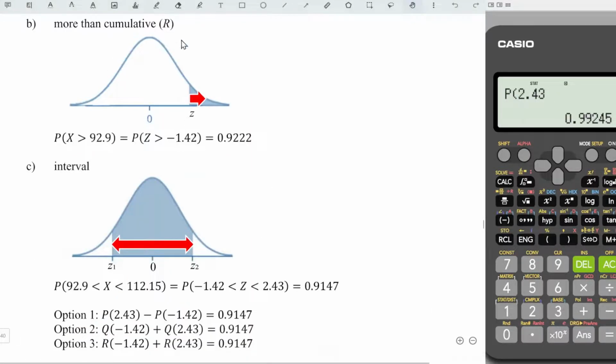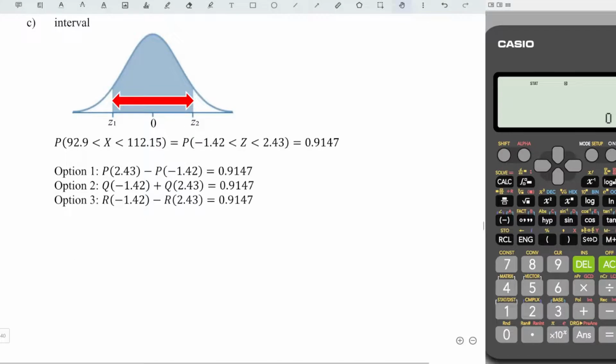For more than cumulative, also shift 1, distribution 5, more than cumulative, we should look for R number 3. Enter the standardized value, negative 1.42, press equal and we should obtain the correct probability. For interval, there are 3 options to do so.